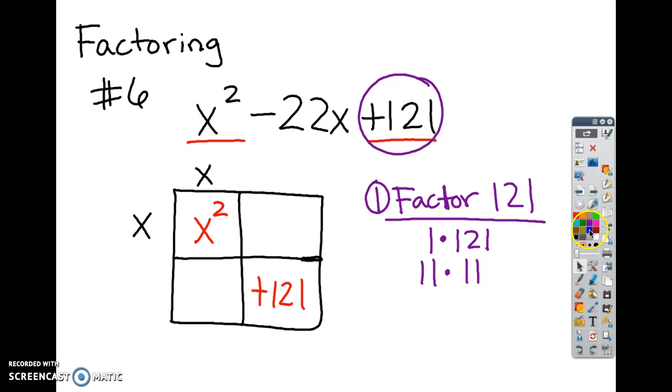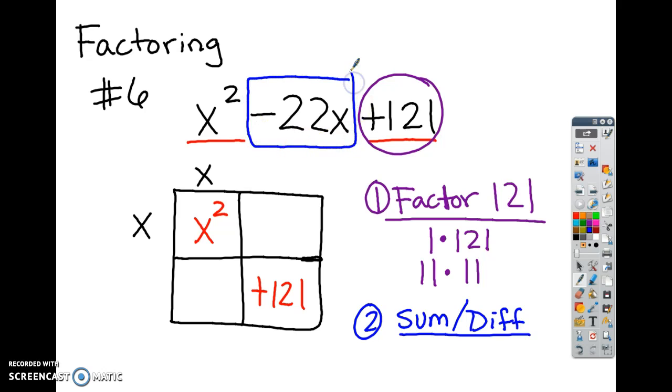You can keep checking on and on, but those are the only factors of 121. So out of those two, you ask yourself, which one gives you a sum or a difference of the middle term, which is 22? Does 1 and 121 give you a sum or difference of 22? No. It either gives you 122 or it gives you 120. 11 plus 11 does give you 22. So those are the numbers that I'm going to use. I'm going to put 11 on one end and 11 on the other end.